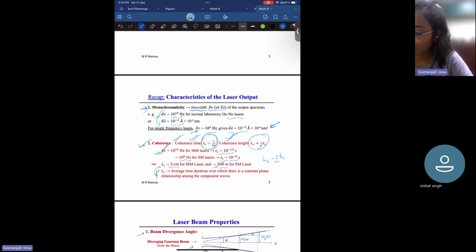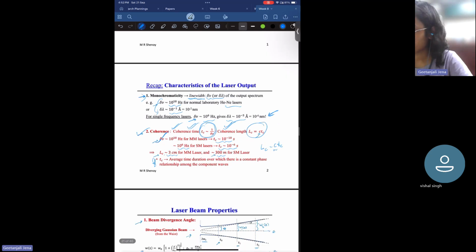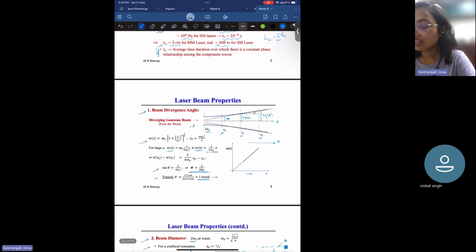And this is the definition for TC, which is the average time interval between the time where the phase relationship is maintained. Now we'll see the divergence angle, which is defined by theta. Let's say we are studying the beam from the waist of the beam, where the diameter is small, and the diameter at the waist is 2 times W0.